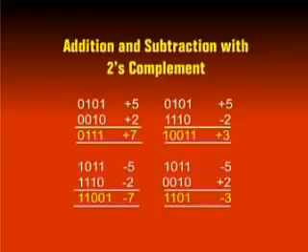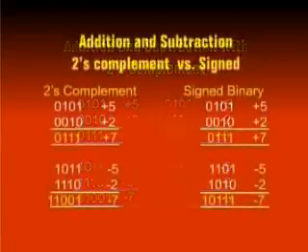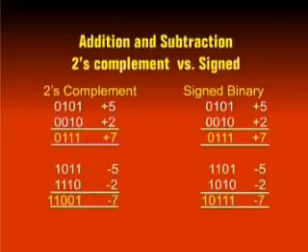Similarly, when you add minus 5 and plus 2, you get the result minus 3. 1, 1, 0, 1 is 2's complement of 3. It is in fact representing minus 3. Now, let's perform these addition and subtraction operations using the same set of numbers represented in their signed magnitude form. So, let's consider the first operation, the addition of plus 5 and plus 2.